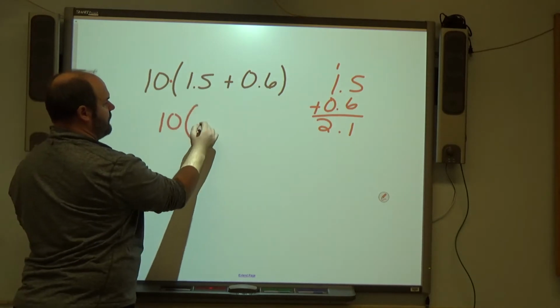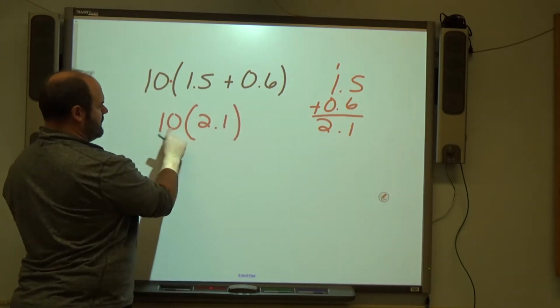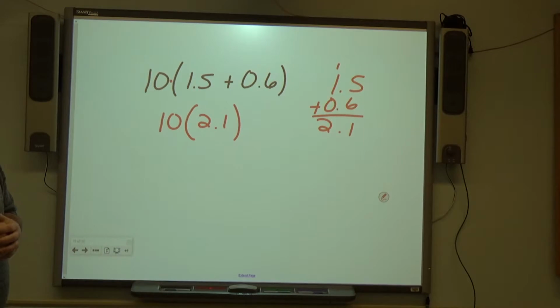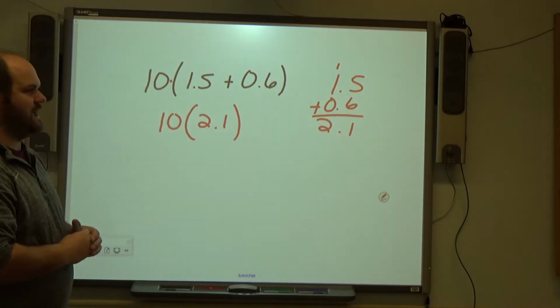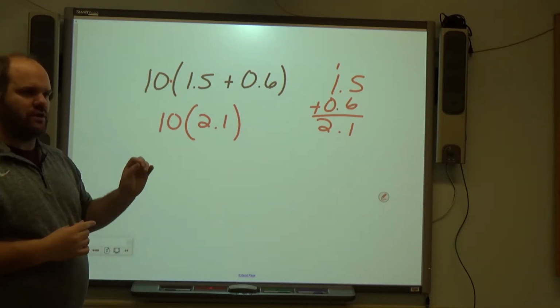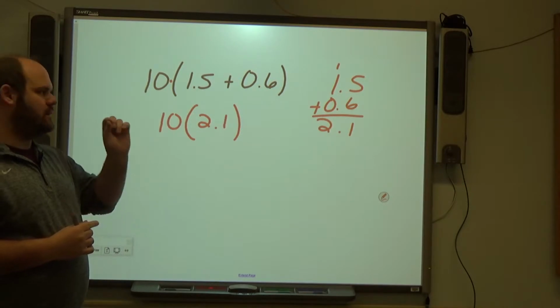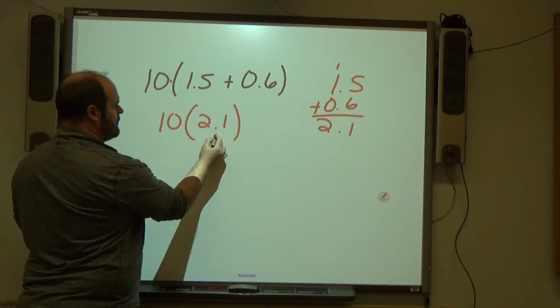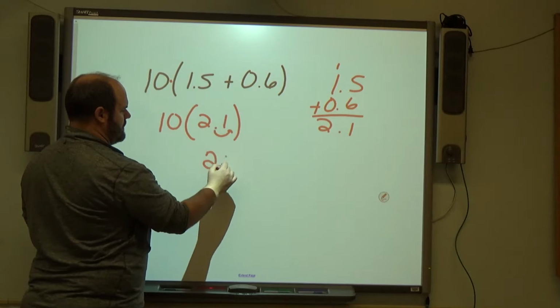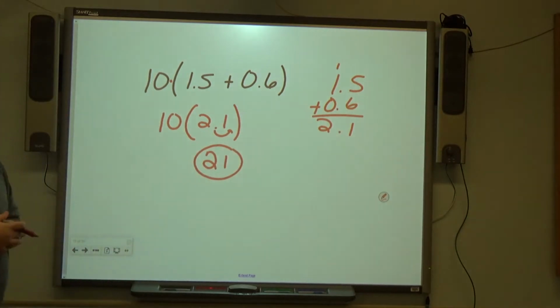So we have 10. It still stays in parentheses because this means multiplication. Okay, so I need to take 2.1 times 10. And if you know your multiplication, when you multiply by 10, you have to move your decimal one place to the right, and you arrive at an answer of 21.